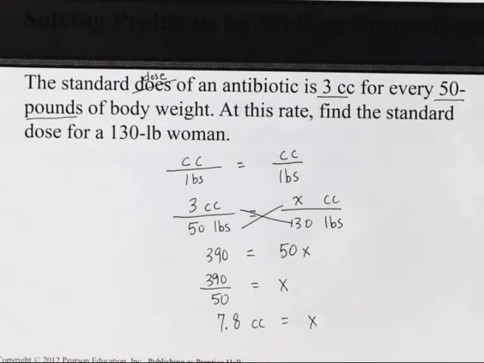So, you know, that answer is in the ballpark. It makes sense. If a 50-pound person needs to get 3 cc's, then obviously a 130-pound person should get more than that. And our answer is more than 3. It's not too large, and it's not too small. So it seems like it's accurate. That's always a good thing to do after you solve these problems, is ask yourself, does my answer make sense?